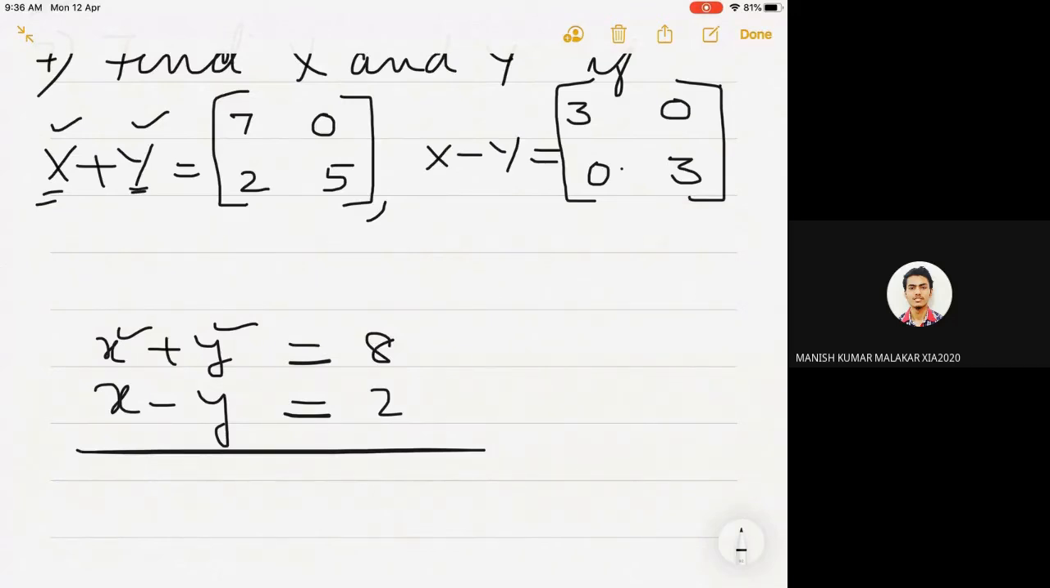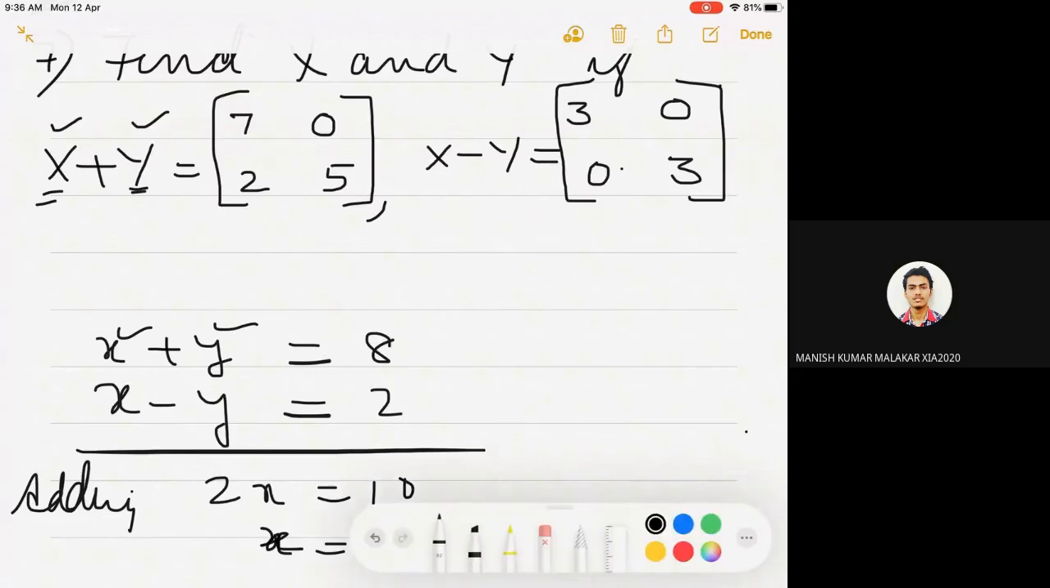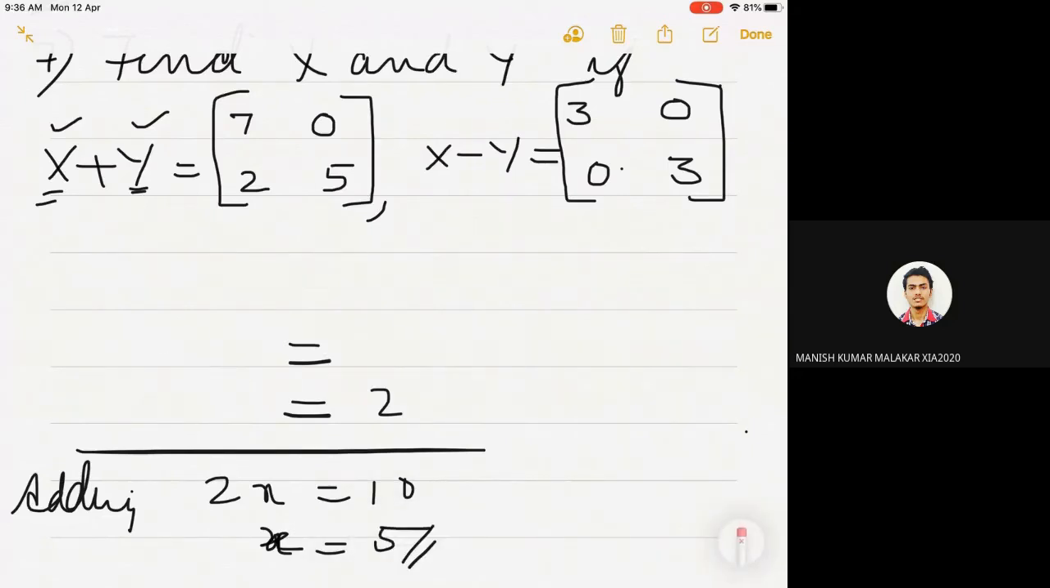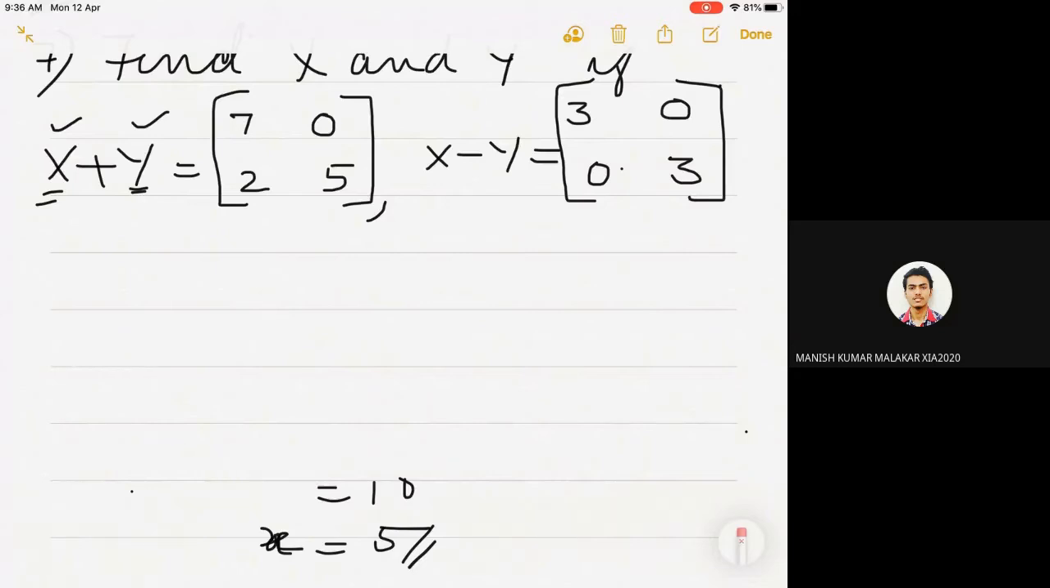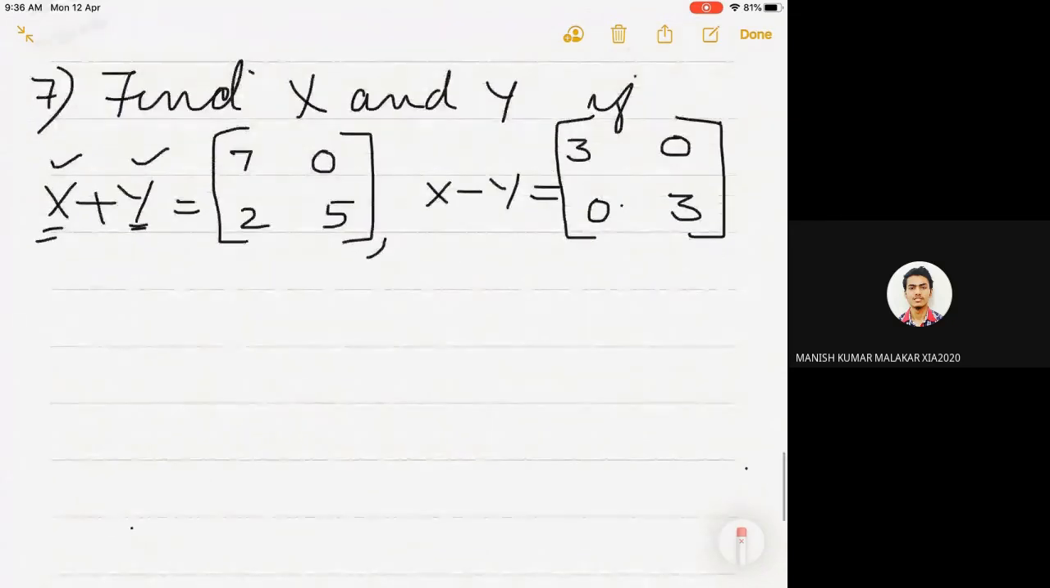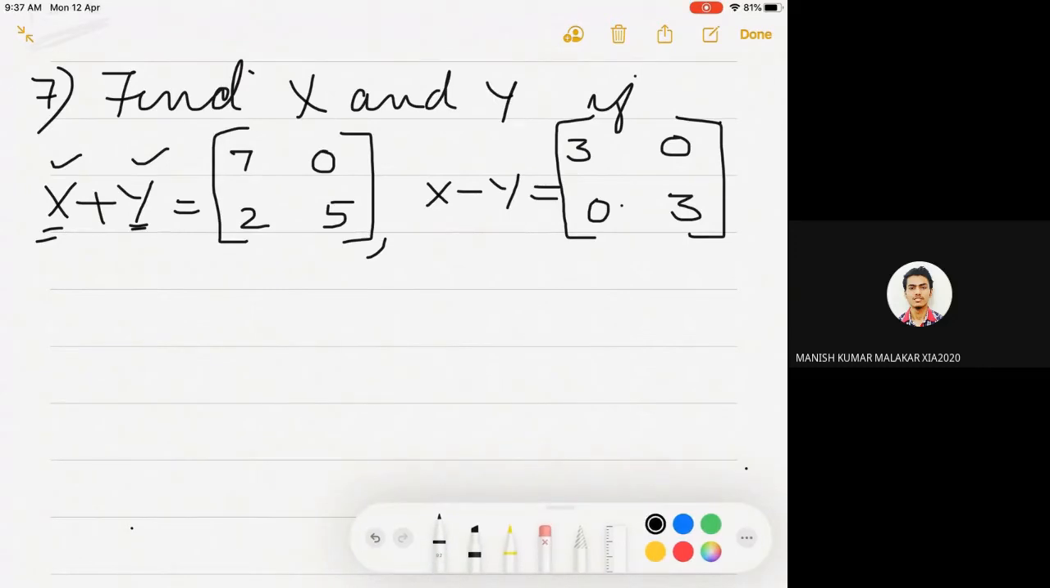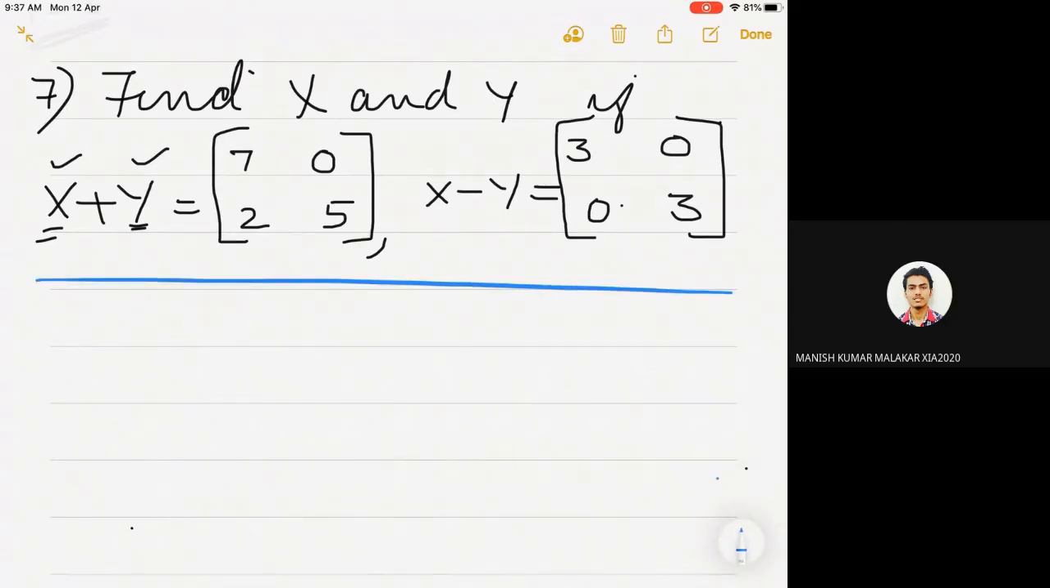So in the same manner as what we considered in algebraic equation, you are adding the two. Adding, you will get 2x equal to 10 and x is equal to 5. This is a technique we are using in algebraic equation. The same method we can apply here. You are asked to find x and y, where x and y is the matrix of the order of the given matrices. Okay, so to get the value of x and y, you will add. Adding the two matrix equations. Adding the two equations means both the sides you have to add.